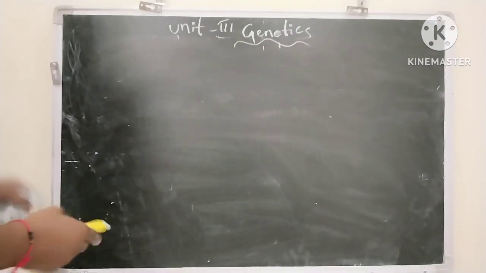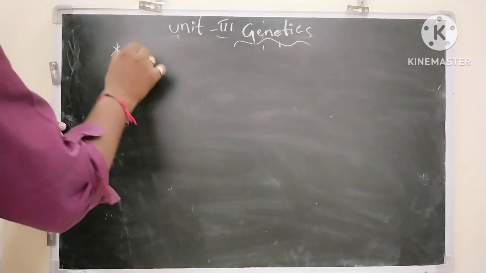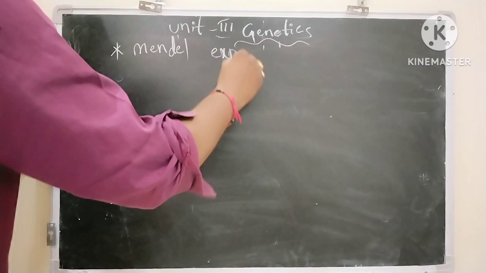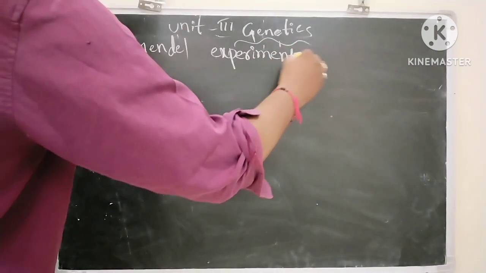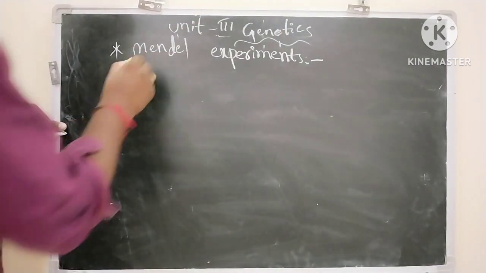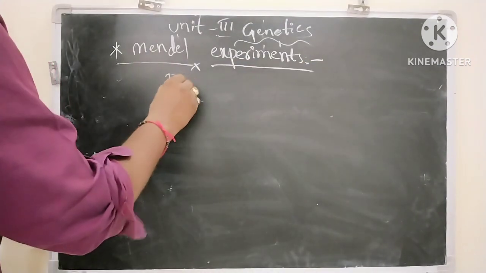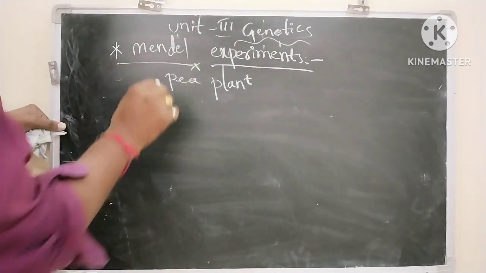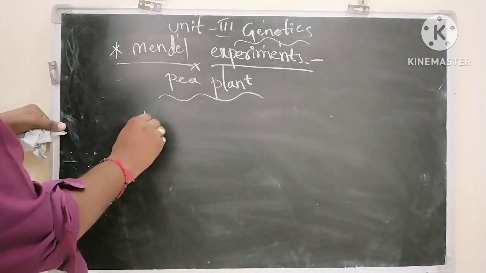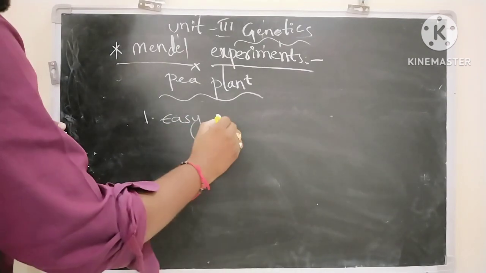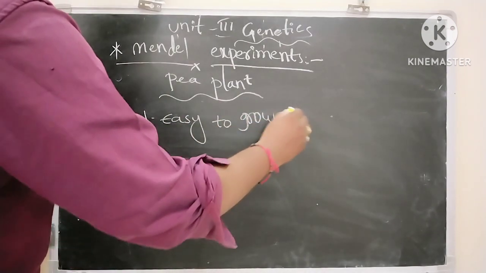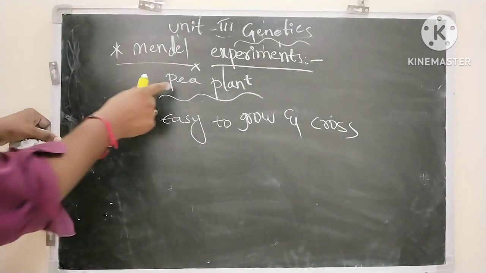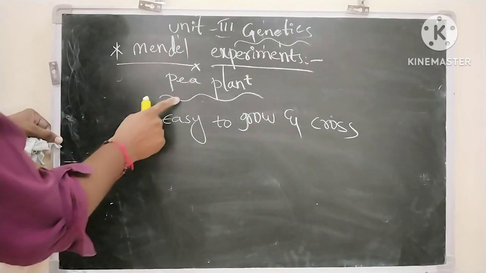Mendel conducted his experiments on pea plants. Why did he choose the garden pea plant only for his experiments? Because the pea plant is very easy to grow, and for crossing purposes it is very suitable. That is why Mendel selected the pea plant.